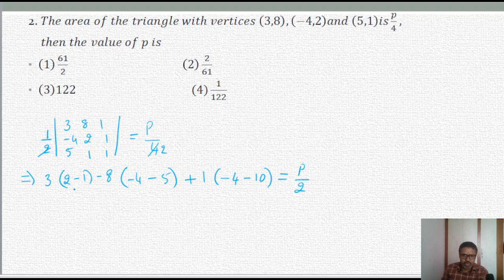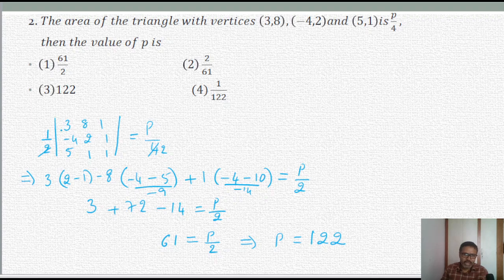So I think we got the answer. 2 minus 1 is 1, 1 into 3 is 3, minus 8 times minus 9, minus into minus is plus, is 72. Here minus 14 into 1 is minus 14, which is equal to P by 2. So very simple question this was also. So 72 plus 3 is 75, minus 14 will give you 61, which is P by 2. So this gives you P is equal to double of 61, that is 122. So our option for this question is option 3, that is 122. Let's move on to the next one, friends.